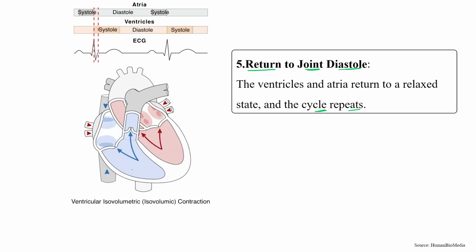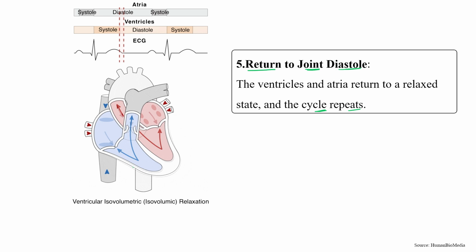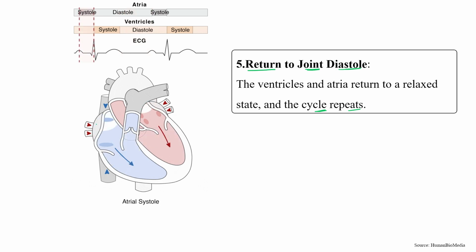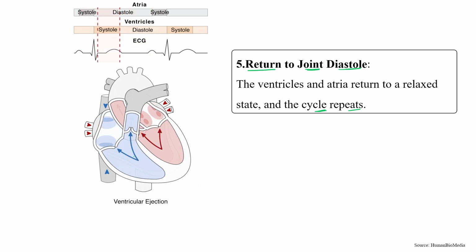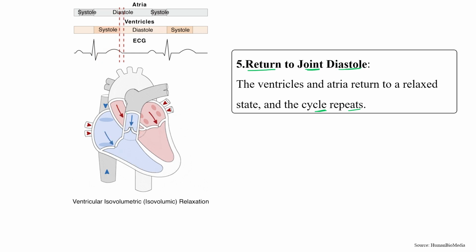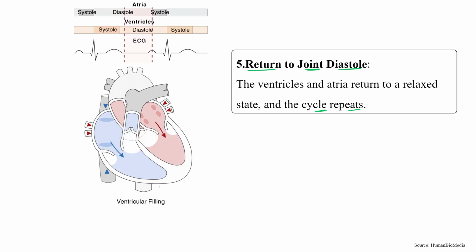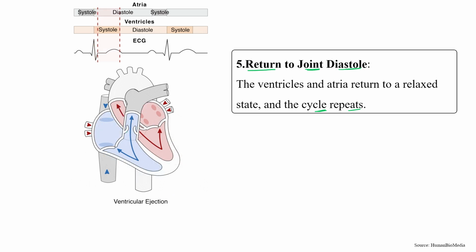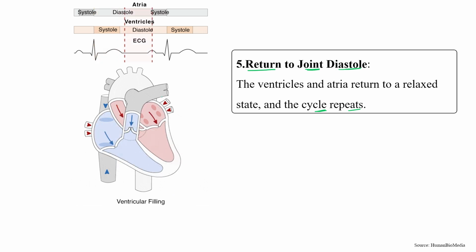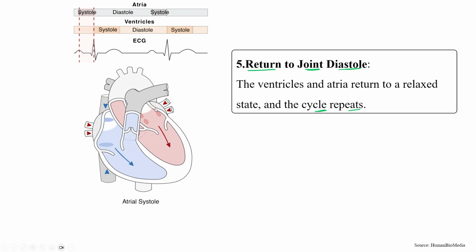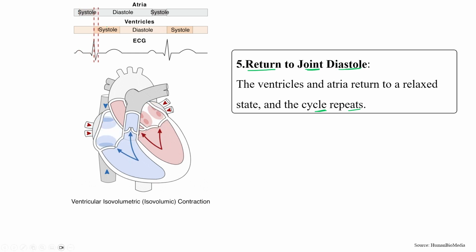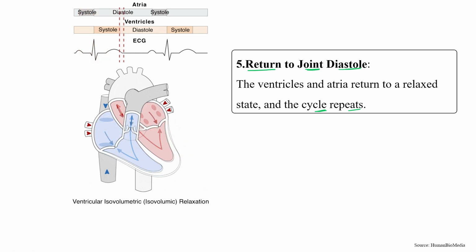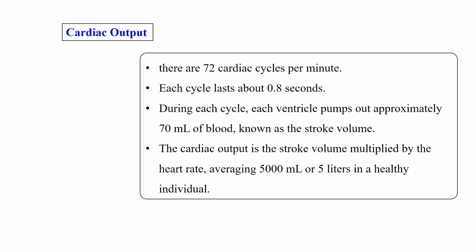Now ventricular. Okay, I'll start it again. Now systole, contraction, ejection, relaxation, ventricular filling, atrial systole again, contraction, ejection, like this. Okay, so these are the steps: 1, 2, 3, 4, 5. Five steps are there. In our cardiac output per minute, 72 cardiac cycles are there.